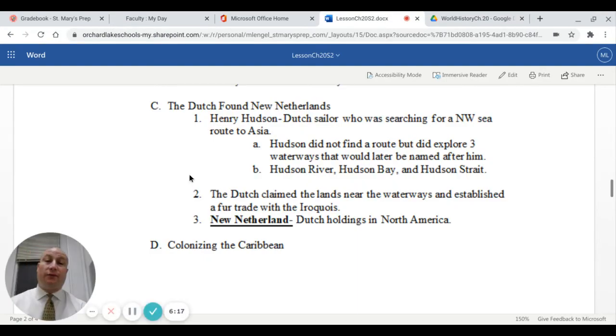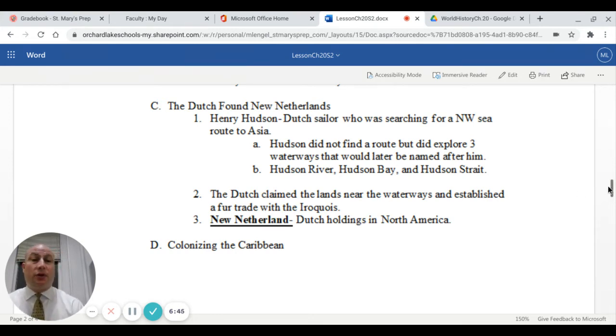A lot of the water there is frozen. So he didn't find that route, but he did explore 3 waterways that would be named after him later: the Hudson River, Hudson Bay, and also Hudson Strait, pretty popular in the New York, Canada region there. The Dutch also claimed lands near these waterways and established a fur trade with the Iroquois tribes there. And then what they called this land is New Netherland. These are Dutch holdings that they held in North America.